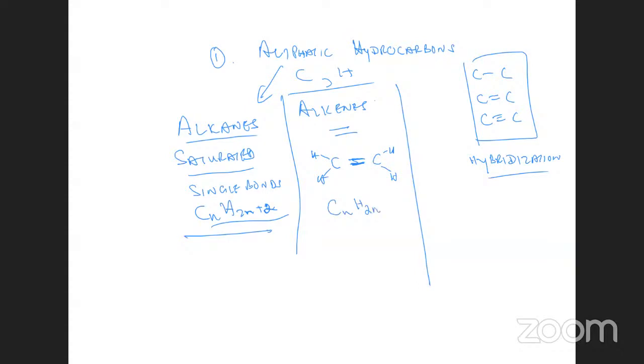Similar to that, we have alkynes, which has triple bonds. Now here it can have only one hydrogen. It means each carbon could have only one hydrogen. So the formula is CnH2n-2. These things you will learn in detail when you study about these compounds separately. Okay.